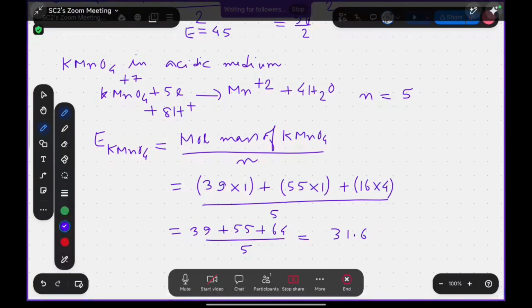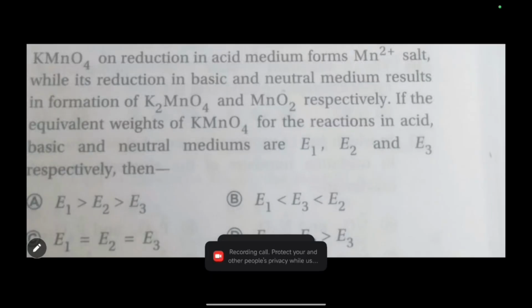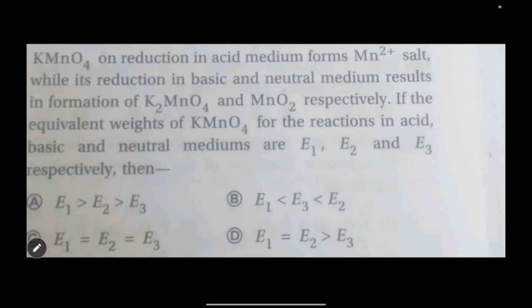Now, I am solving some important questions for you. Get through them so that you can understand the major concept. So, this is my first question for you. It is on the screen. Note it down and then I will help you to solve it.